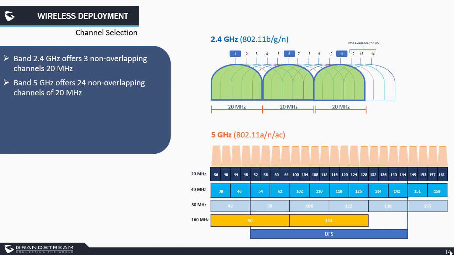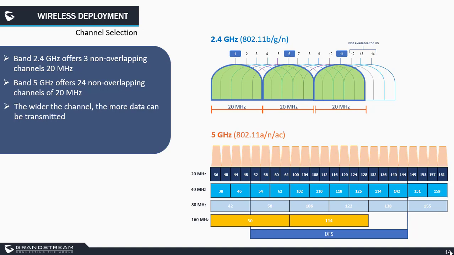With the 5 gigahertz, there are way more channels available, up to 24 non-overlapping channels of 20 megahertz. And as you can see in the image, you can make the channels wider to increase throughput. GW1 series allows having channels of 20, 40, and 80 megahertz.